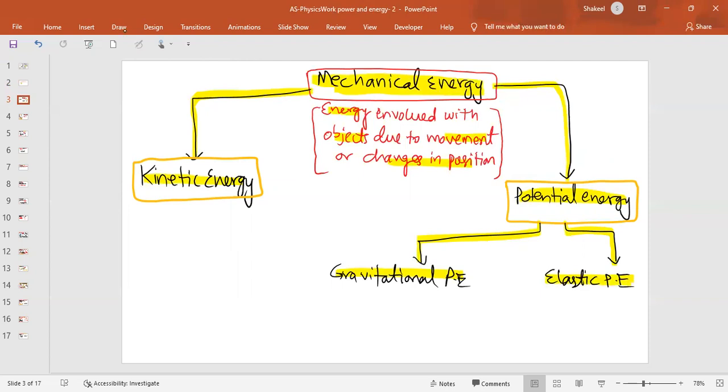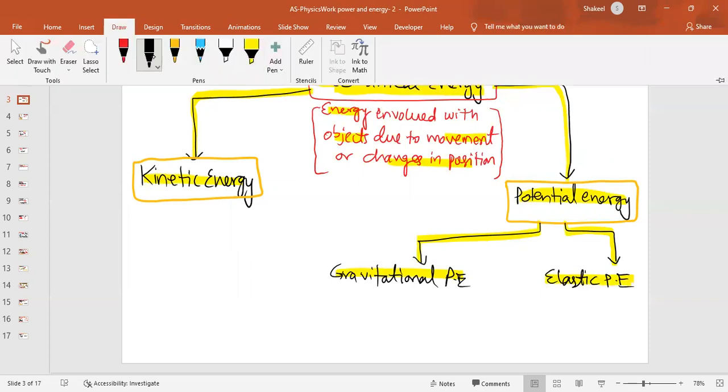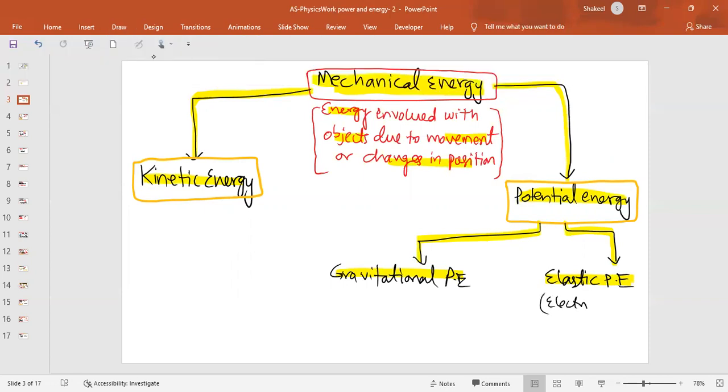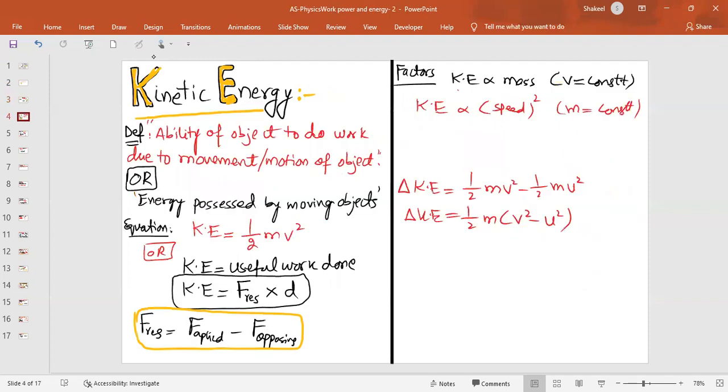There are many other potential energies, but we don't have to study that over here. For example, there is electric potential energy as well. We'll study that in A2. And there is magnetic potential energy as well. But we don't have to study that. We'll study that in A2. Okay, now let's look at these energies one after another.